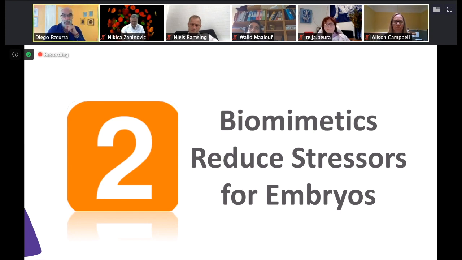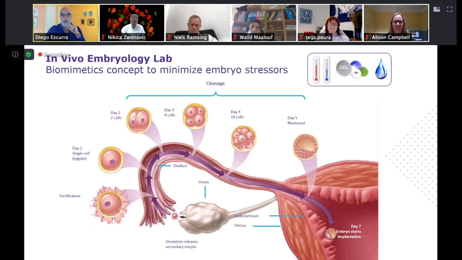I love nature, I love technology, but I think that we need to think about this very carefully when we're talking about embryos. And there is a biological lab that is the oviduct. The oviduct in humans or animals is the lab where the embryos are being fertilized, where the embryos are being cultured.